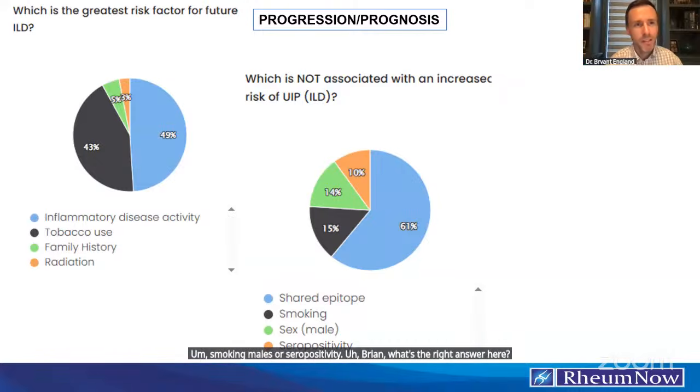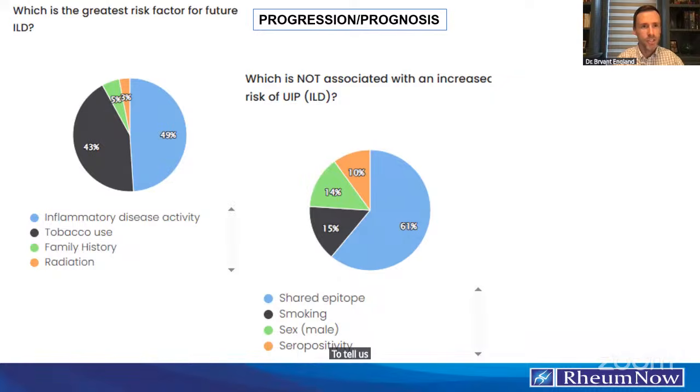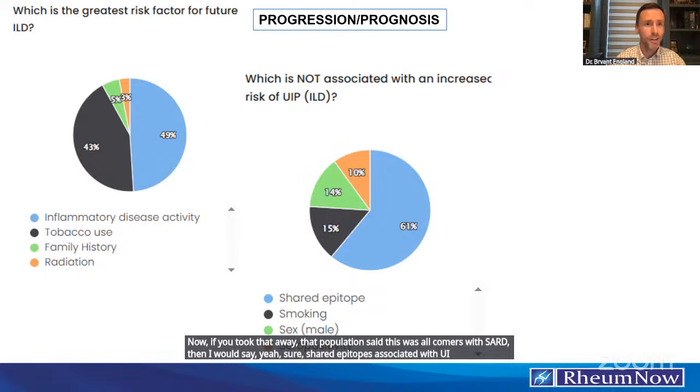Well, I think it depends on the context, right? It depends on your population. If we say the base population is a group of people with RA, then your genetic background for RA really doesn't influence your risk of developing ILD. So most studies have not shown shared epitope to tell us valuable information about the risk of developing ILD in RA. Now, if you took that population away and said this was all comers with SARD, then I would say, yeah, sure, shared epitope is associated with UIP, because shared epitope is associated with RA, and UIP is the most common pattern in RA. So it depends on the population you're testing.